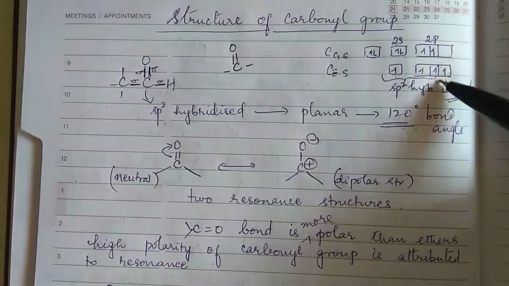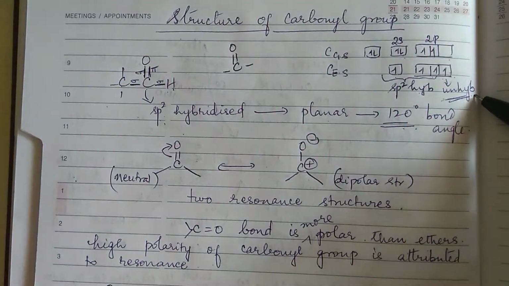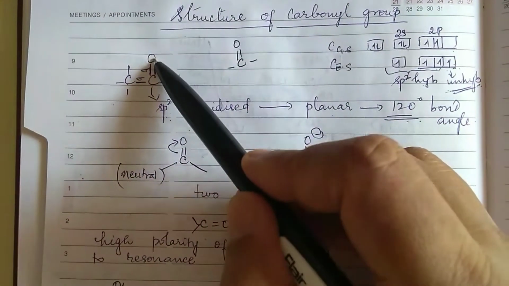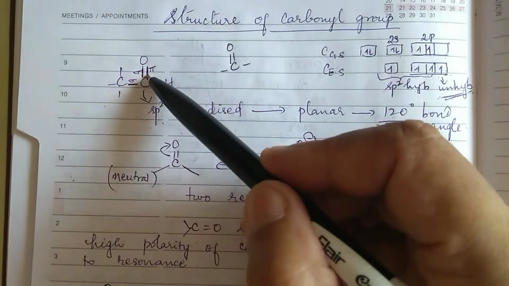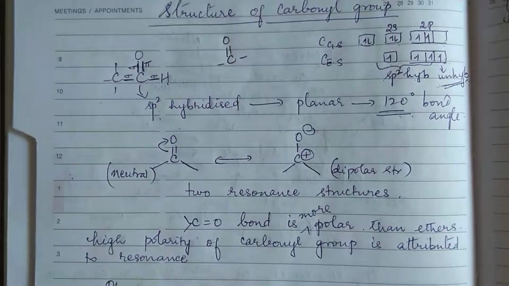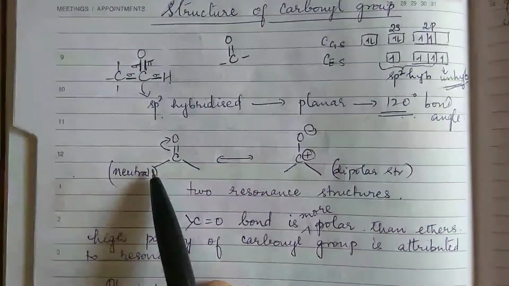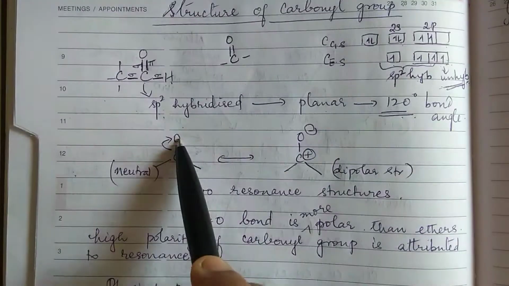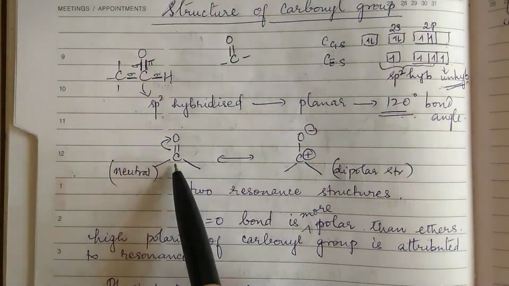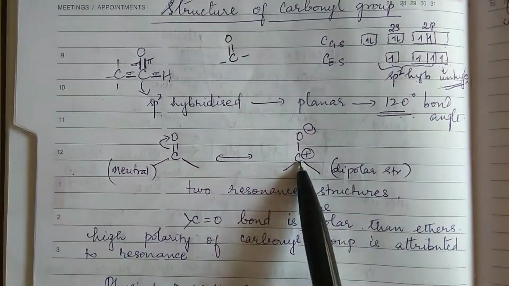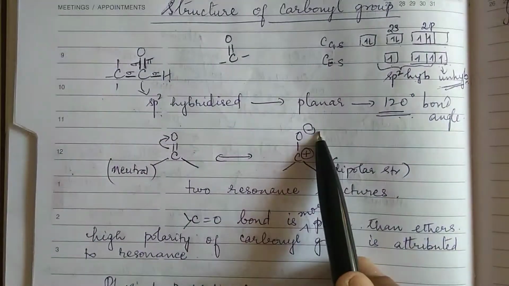And the electron in the p orbital is left unhybridized. This p orbital is unhybridized. That unhybridized p orbital of carbon will overlap with the p orbital of oxygen, giving rise to a pi bond. So that is a p-pi bond. Now in this carbonyl group, oxygen, since it is more electronegative than carbon, the bond pair of electrons shifts towards oxygen. As a result, carbon gets a positive charge and oxygen gets a negative charge.